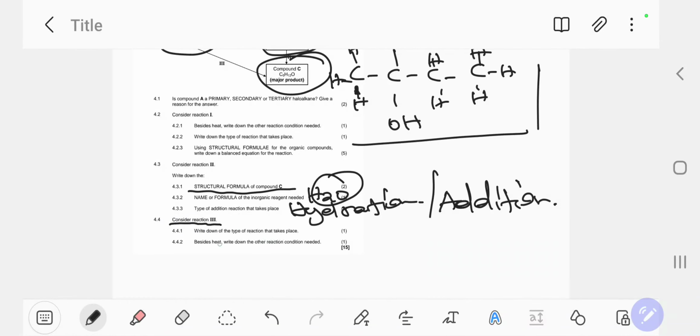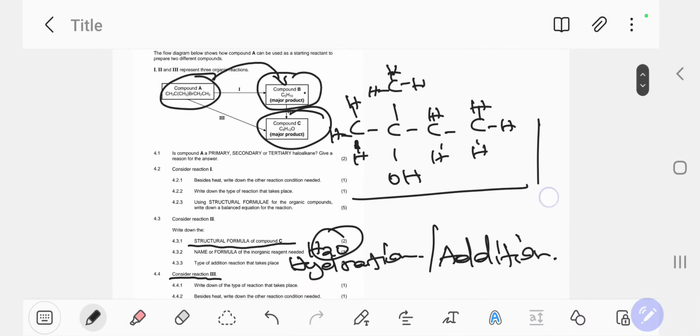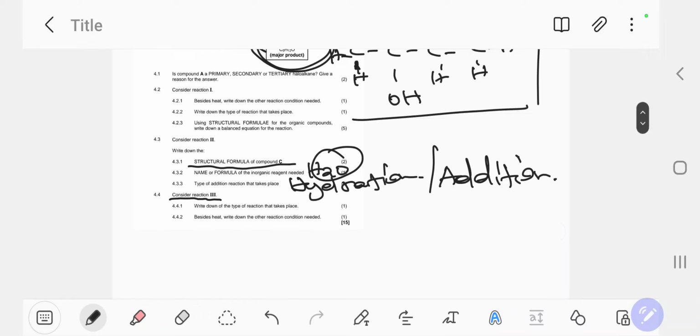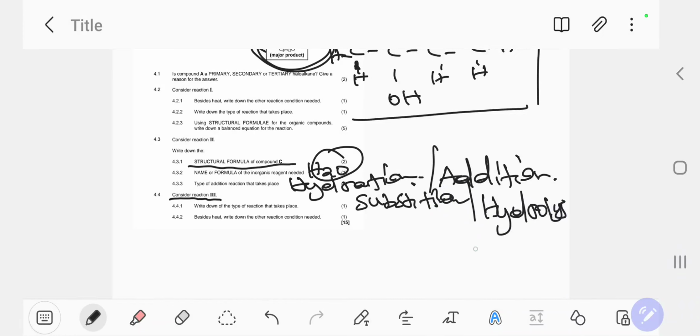Consider reaction 3. Write down the type of reaction that takes place. We're just going to look at reaction 3. We are moving from your compound A, that is a haloalkane, into your alcohol there. So it means we are going to have a substitution reaction. And the name of this substitution could be your hydrolysis.